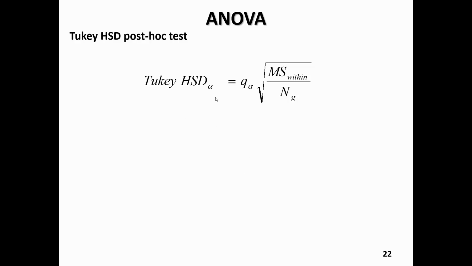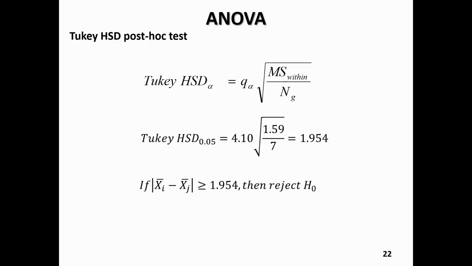So this is the value we need to extract from the table and put into our equation. So once again, we have our Tukey HSD equation, and by substituting our values, we have the 4.10, which we got from the table, and the mean square within was 1.59 divided by the number of cases per group, which was 7. Running the calculation, we have a Tukey value of 1.954, and this is what we're going to use to examine differences between the individual pairs inside our 5 groups.